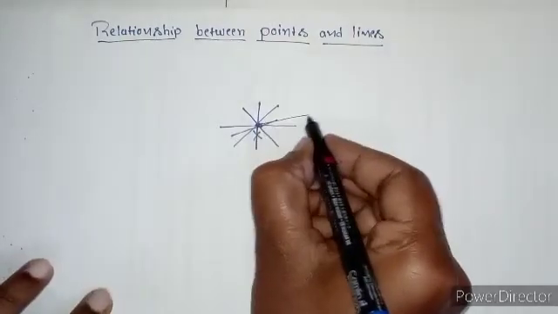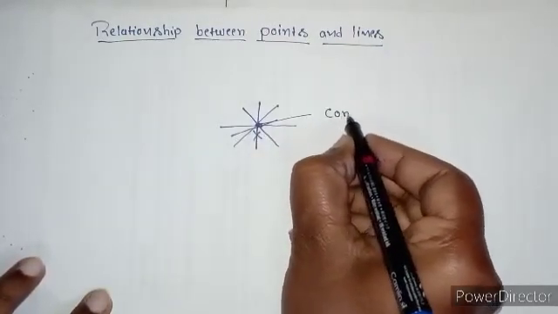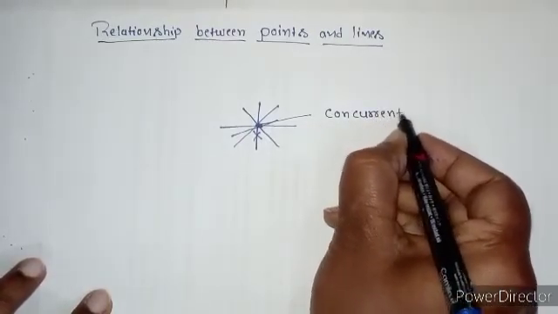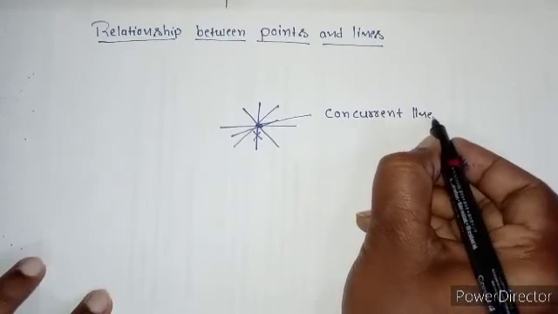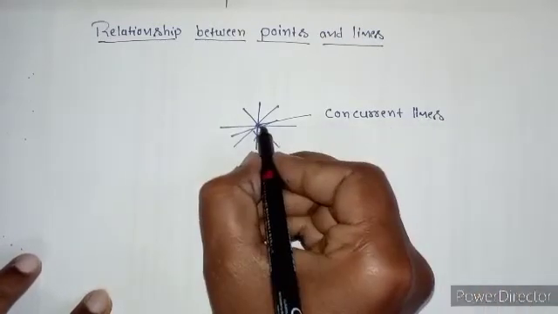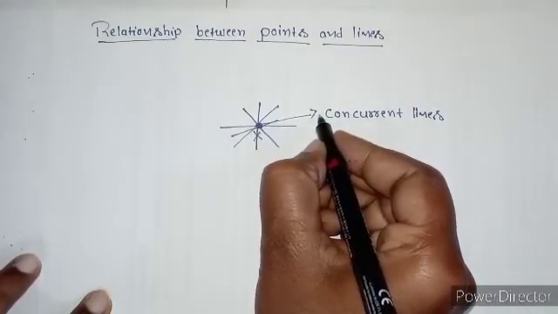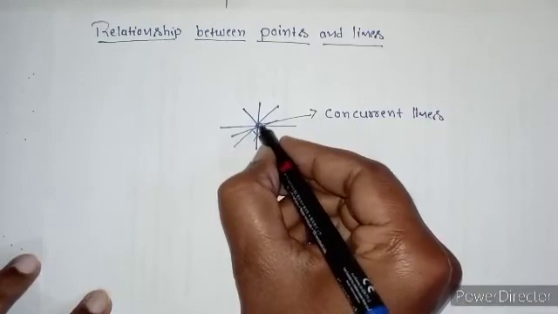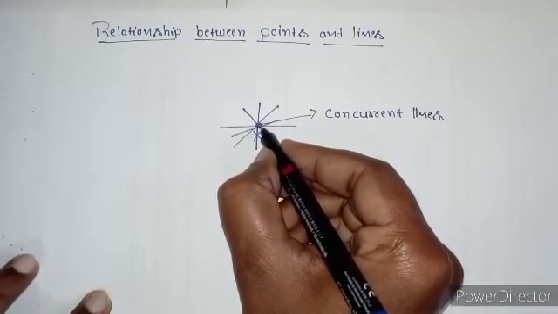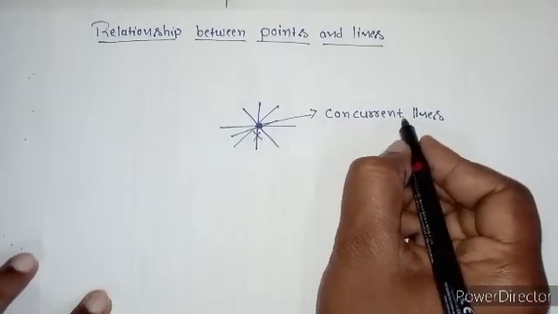So these are concurrent lines, lines that pass through the same point. Here this is the same point, right? All the lines here pass through this point only. So the lines that pass through the same point are known as concurrent lines.